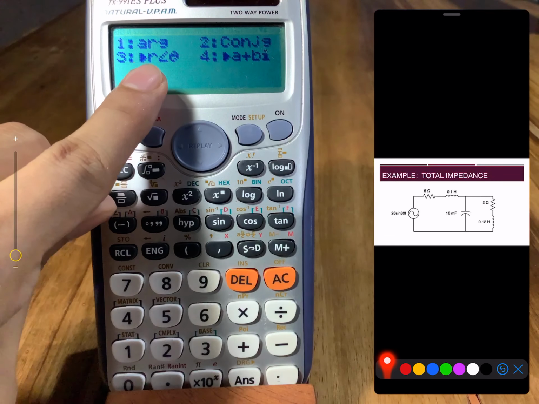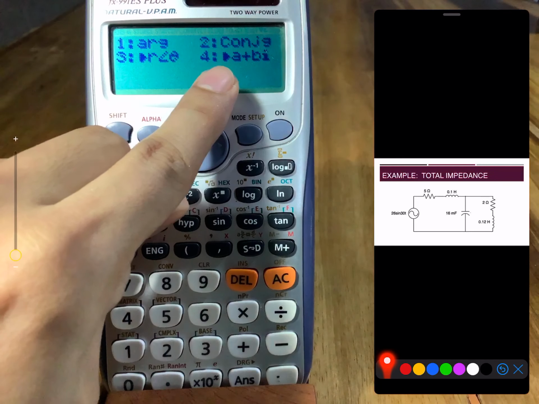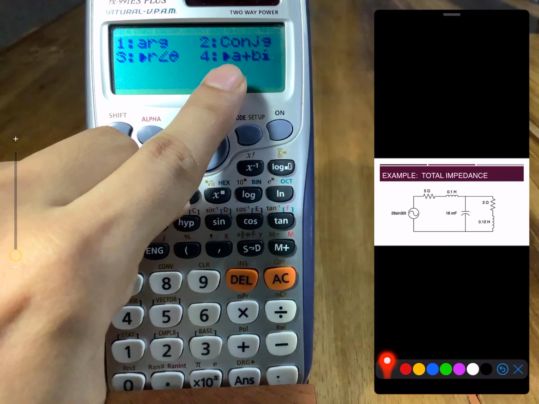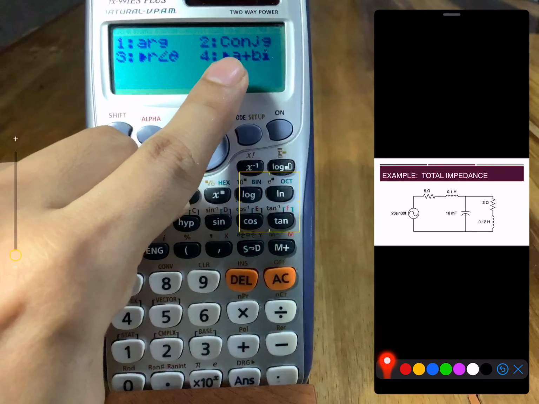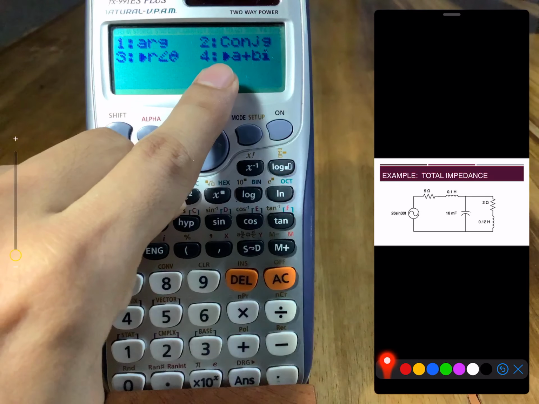So for example, if we have a rectangular form, we can convert that to its polar form. And for number 4, we get the rectangular equivalent of the complex form. So in particular, if we have a polar form, we can easily convert that into its rectangular form.